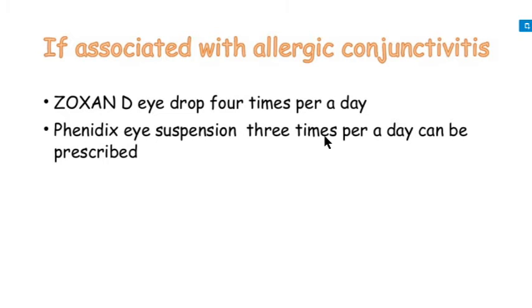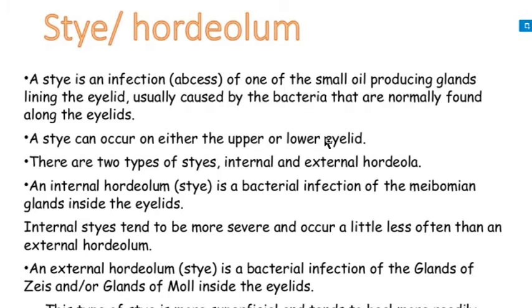If it is associated with allergic conjunctivitis, then we can give a combination of antibiotic and steroids. So we have the Zoxan D eye drop 4 times a day. Then we have the phenolic eye suspension, that is basically 3 times a day, that can be prescribed. So these are the other treatments, right?